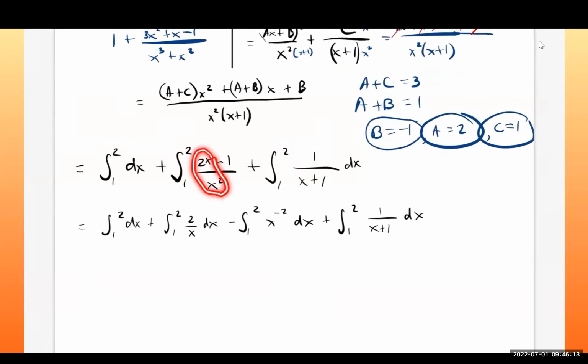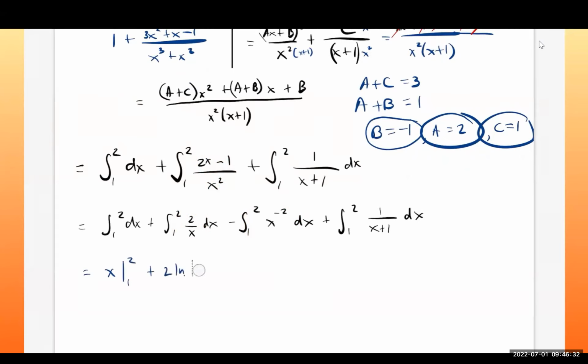All right, so what I did here is I separated this fraction, which became this, and then I rewrote this fraction, which became this. But instead of 1 over x squared, I call it x to the negative 2. So now we can finally find the antiderivatives. This is going to be x from 1 to 2.